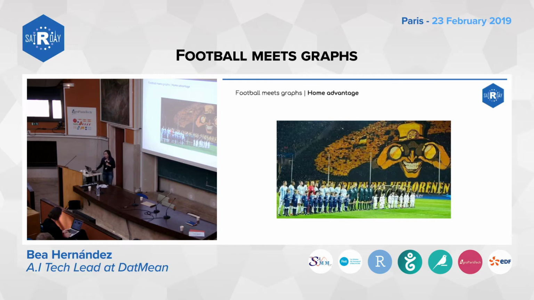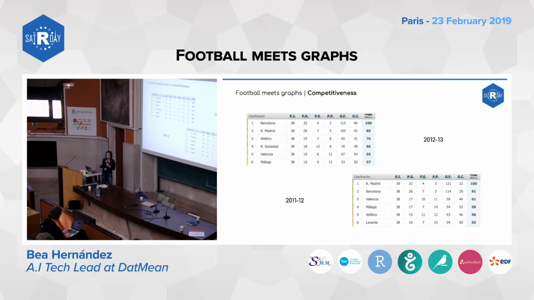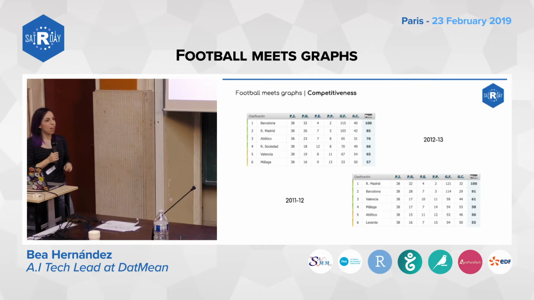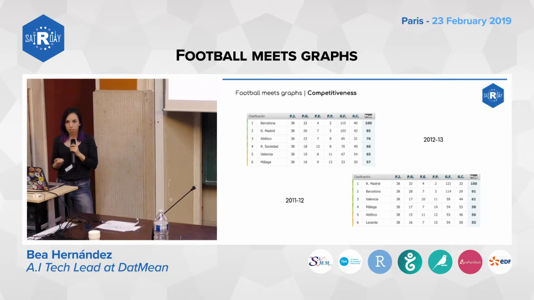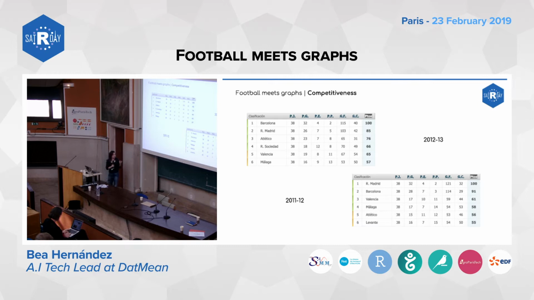So another thing we can do in the graph database is talk about competitiveness. What happens in those leagues where a lot of money is moved, and there are millions of euros in every contract? What happens is there are some teams that are too strong, and there are some teams that are too weak for the first year. And this is an example of this kind of stuff.